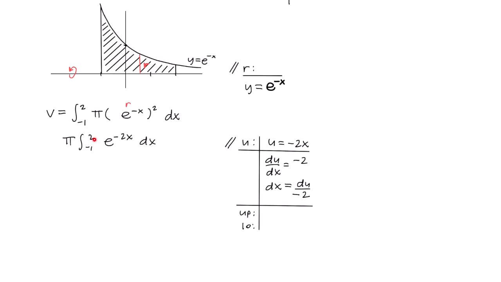Next, we're going to take our upper limit. We're going to plug it in right here for x. So we get negative 4. Then we're going to plug our lower limit, negative 1. We're going to plug it in right here, and we get positive 2.